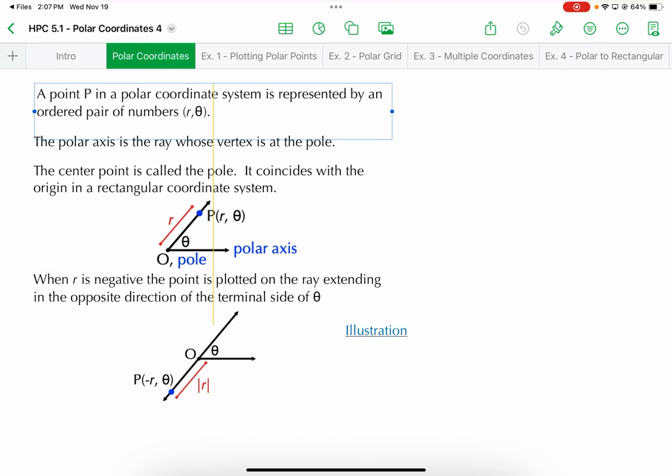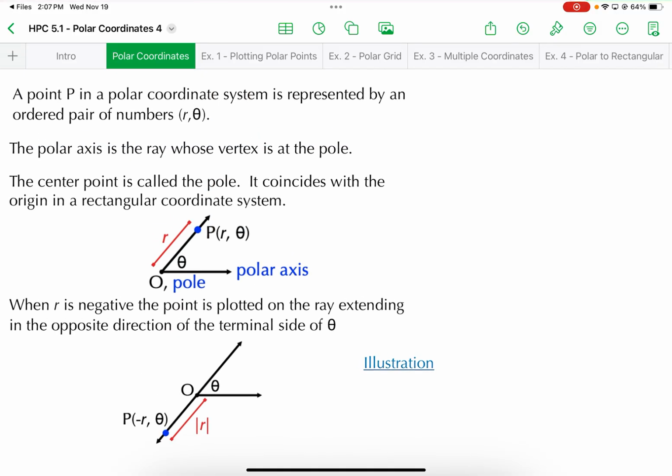All right, so consider a point P in the polar coordinate system. It's represented as an ordered pair. The ordered pair is made up of an r value and a theta value. R is going to correspond to a radius of a circle. Theta is going to be an angle, obviously, which you can represent in degrees or radians, okay?